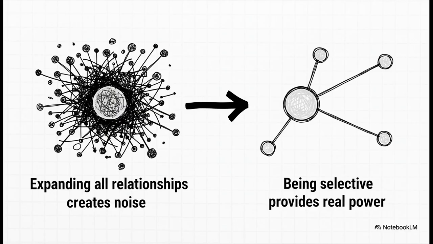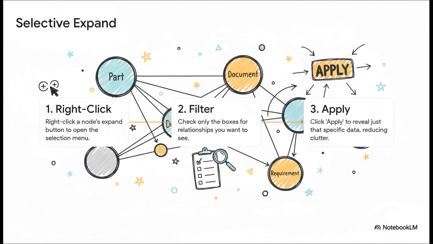So, just clicking those plus and minus icons to expand and collapse is easy enough. But let's be real, some items have dozens of relationships. If you expand everything at once, you just create a huge visual mess. So for real power, you have to be selective. And this right here is where selective expand is an absolute game changer. So instead of a normal click on the expand button, you're going to right-click it. A menu pops up, and this lets you pick and choose exactly which types of relationships you want to see. So you only care about the related documents? Just check that box, click Apply, and boom, only those connections appear. It's like a precision filter for your data map, letting you cut straight through the noise.